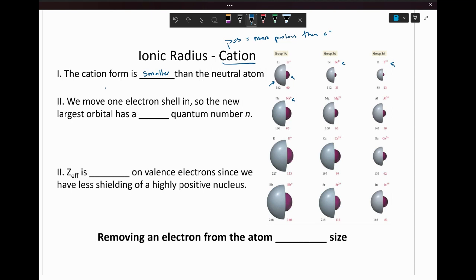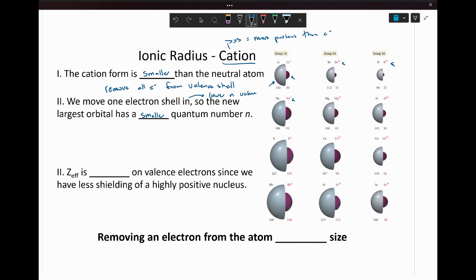So we remove all electrons from the valence shell. This is when we're looking at our main group elements, not our noble gases. And when we do that, we are effectively moving one electron shell in. So we're going to a lower n value. The new largest orbital has a smaller quantum number n.